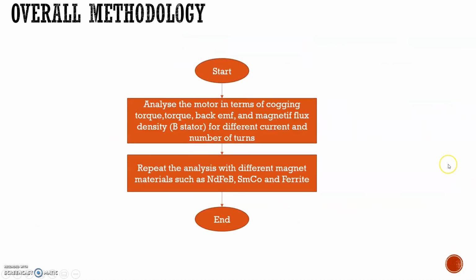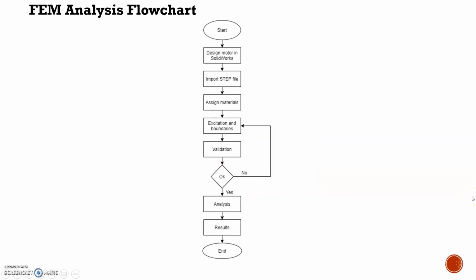Okay, the overall methodology. First start, and then we analyze the motor in terms of cogging torque, back EMF, and magnetic flux density, stator for different current and number of turns. Then we will repeat the analysis with different magnetic materials such as NdFeB, SmCo, and ferrite. And okay, this is the FEM analysis flowchart.